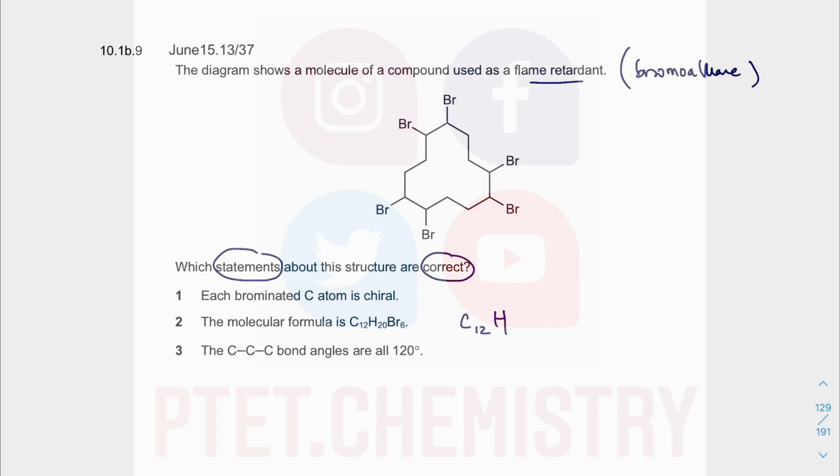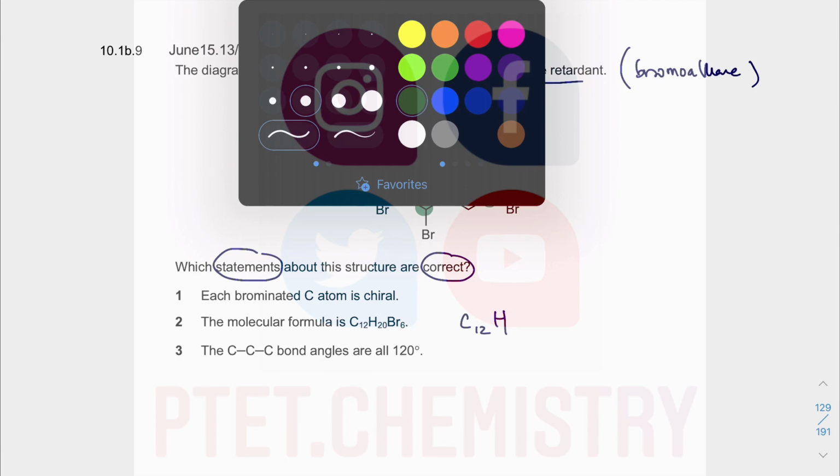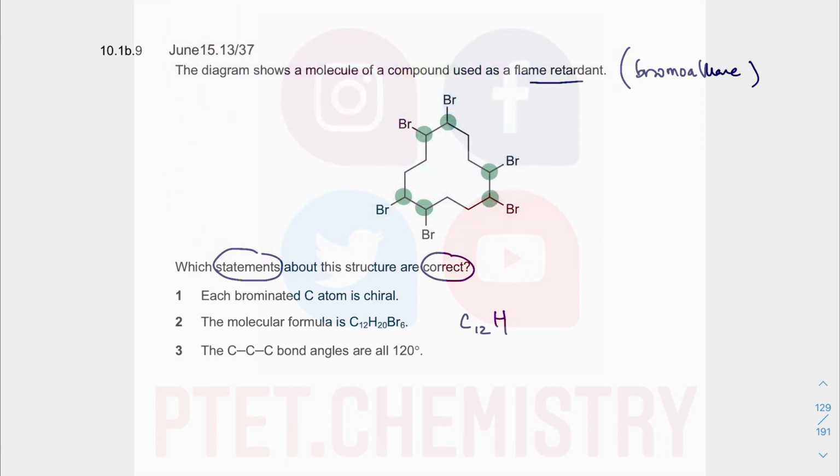Okay, I use color, okay? This is 1, 2, 3, 4, 5, 6. There are 6 hydrogen there, okay? I use a different color. 6 hydrogen, 7, 8, 9, 10, 11, 12, 13, 14, 15, 16, 17, 18. I have 18 and then I have 6 Br, okay?